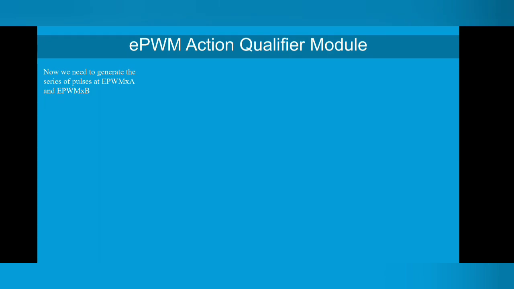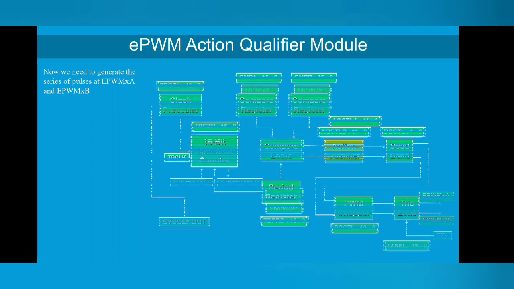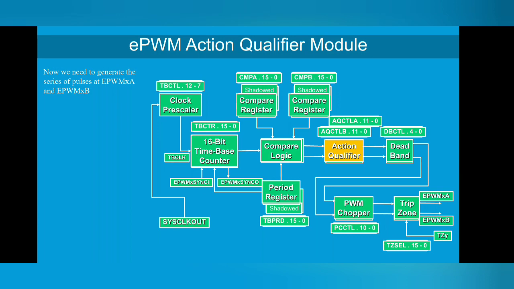Now we have a different set of registers. We have the compare registers. Now we want to use them, and when we pass these compare registers with the TBPRD value, what actions do we need to take? How can we take the actions so that we generate the two PWM pulses, EPWM1A and EPWM1B? With the help of the action qualifier we can generate this kind of pulses.